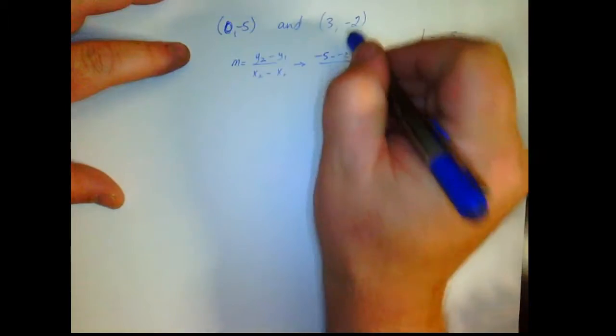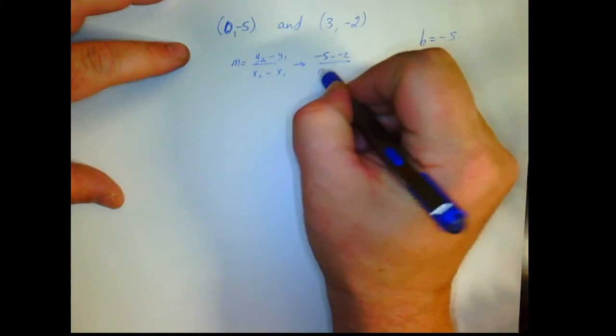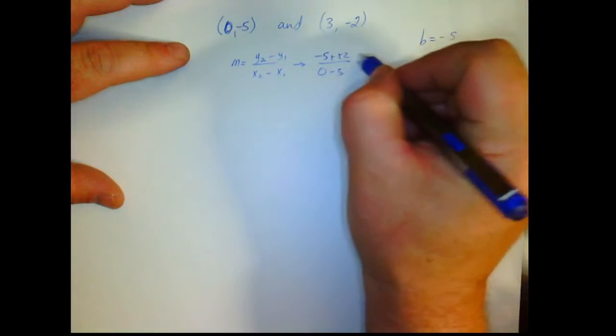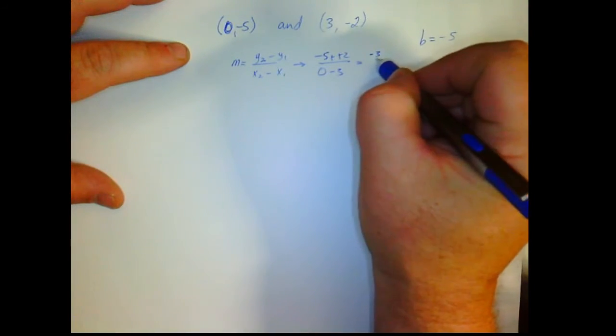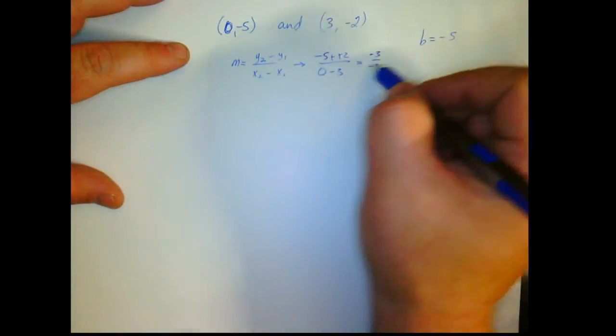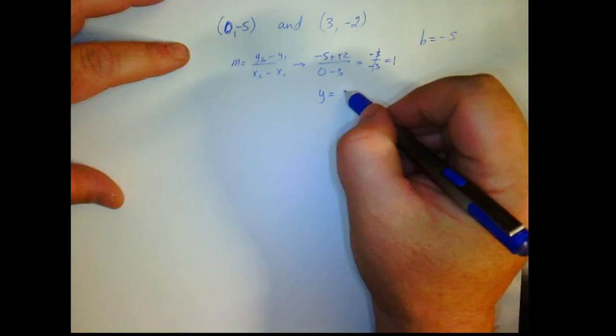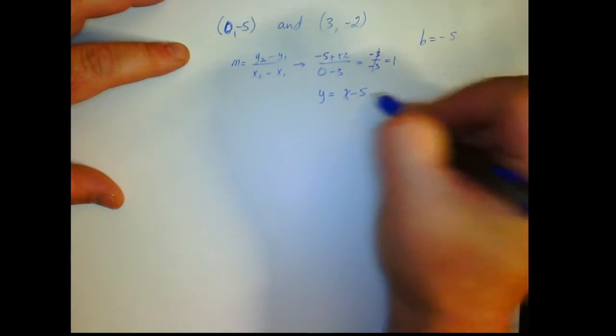What does matter is if you have the second one negative, it's minus that negative, okay? And then 0 minus 3. So that's going to be negative 3 over negative 3, right? And that reduces to 1. So this one, the answer would be y equals 1x minus 5.